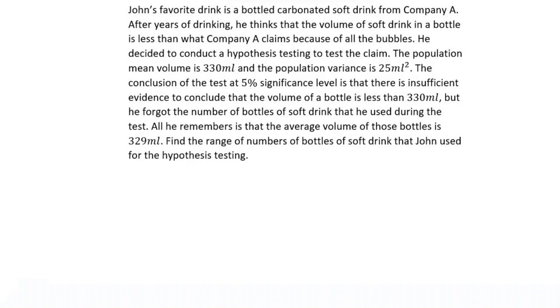For the second type of question in hypothesis testing, the question gives you the conclusion of the test. It tells you whether the test accepts the claim or rejects the claim. But what we don't know is one of the parameters. It can be your population mean, or it can be your population variance. In this question, the number of samples that we use to conduct the test is unknown to us. So let's read the question first.